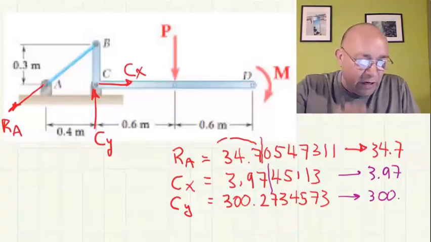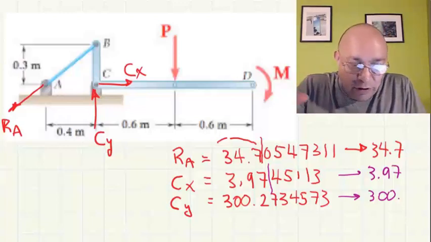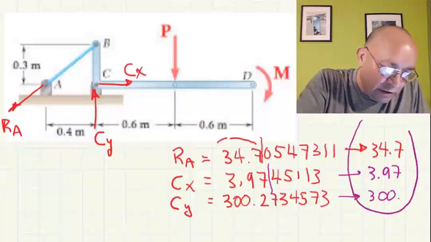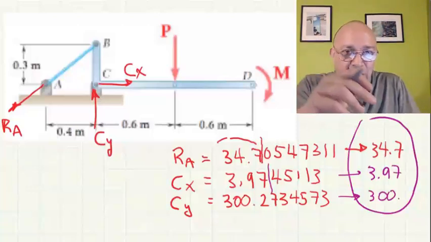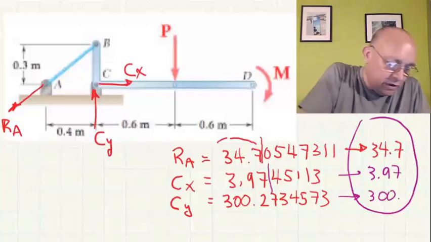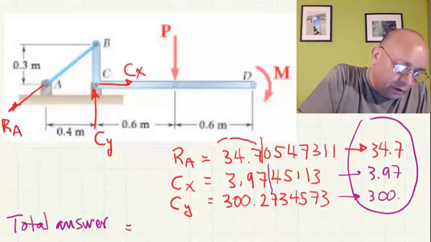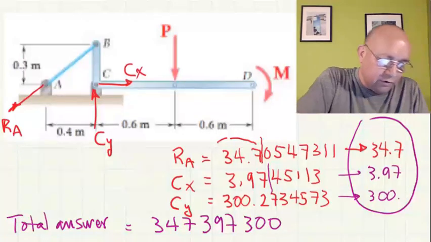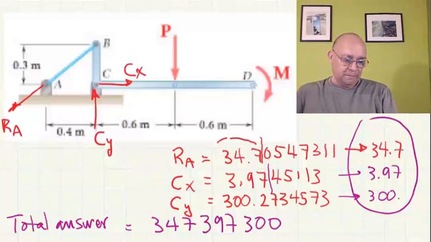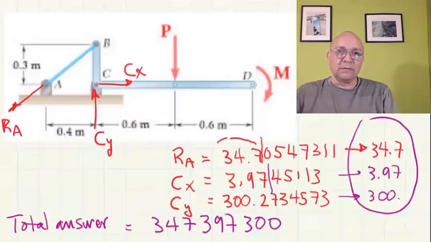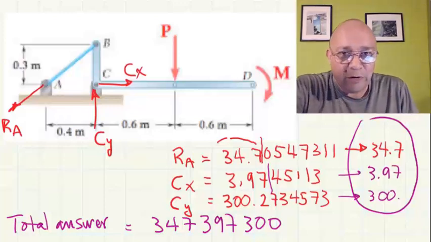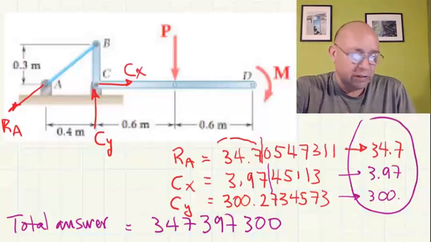I will tell you, give me your answer by removing the decimal point in those answers with three significant digits. Remove the decimal points and put all of them as a series of digits. So your total answer will be 347397300. No decimal points, no nothing. All right. So that's the way we are going to do the quizzes and evaluations in this class.